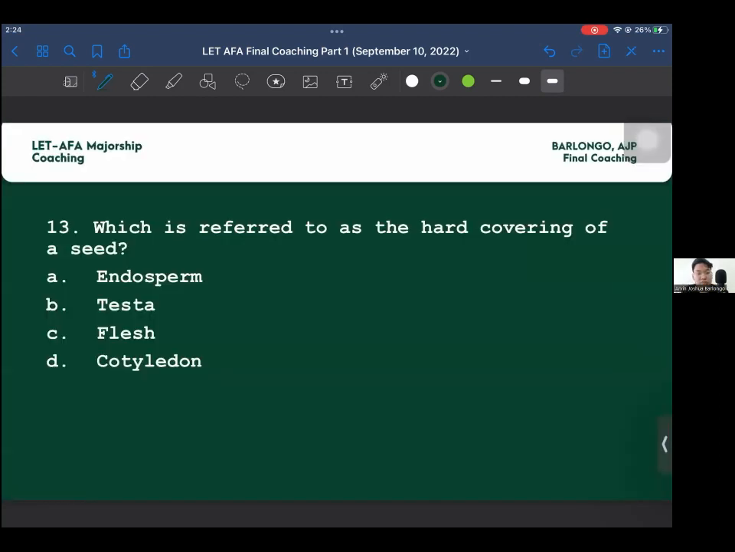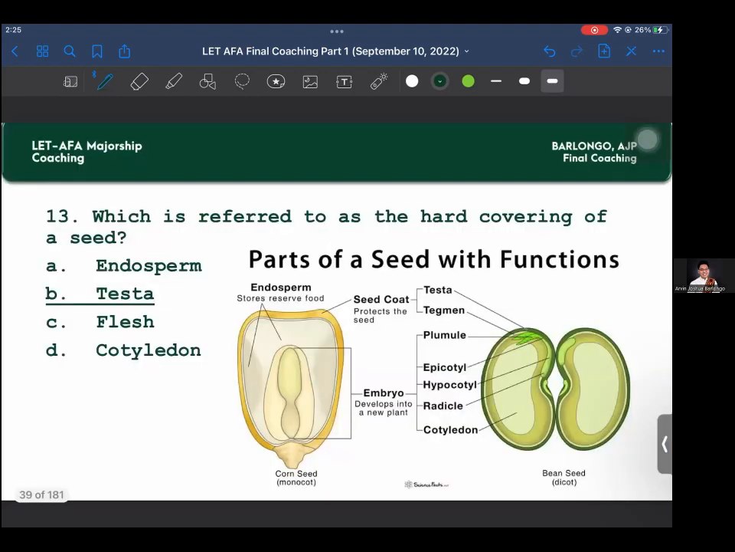Number 13. Which is referred to as the hard covering of a seed? A, endosperm. B, testa. C, flesh. My internet connection is unstable, so I'll turn off my video first. Flesh or letter D, cotyledon. The answer is letter B, which is testa.